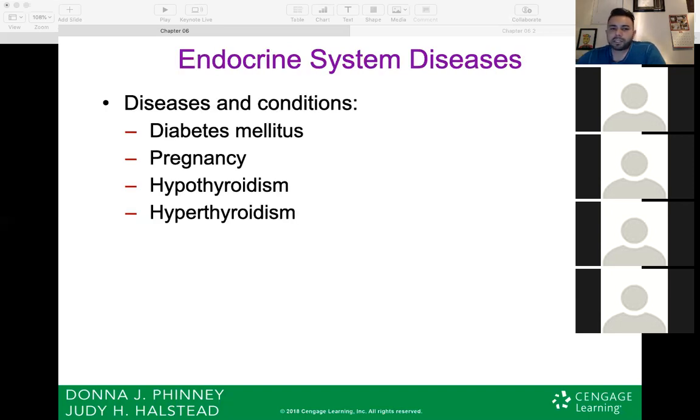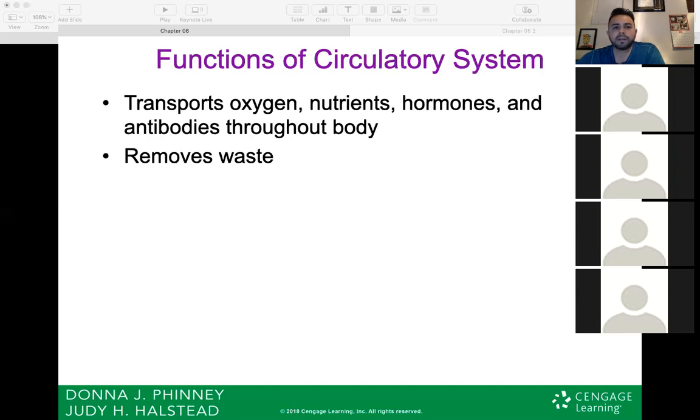Some diseases and conditions include diabetes mellitus. This is when the pancreas produces an insufficient amount of insulin. Hypothyroidism is a result of an underactive thyroid, and hyperthyroidism occurs when the thyroid is overactive. Pregnancy is a condition. I don't know why they group pregnancy with diseases and conditions, but it is a condition that we need to be aware of.